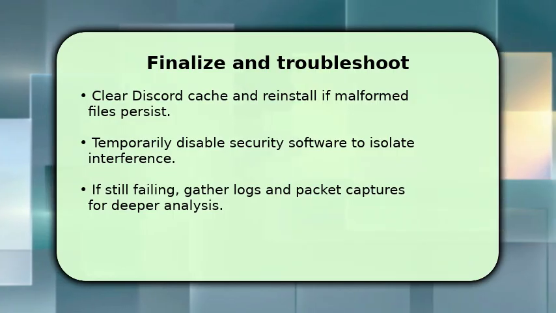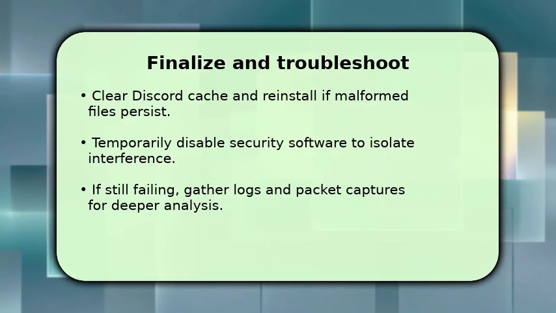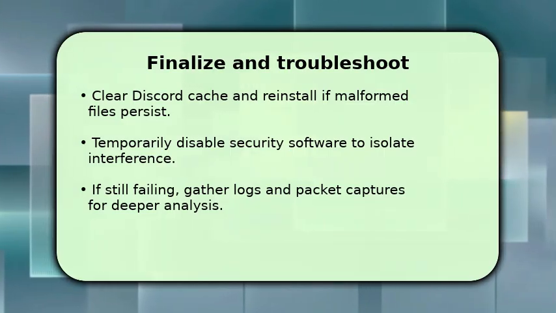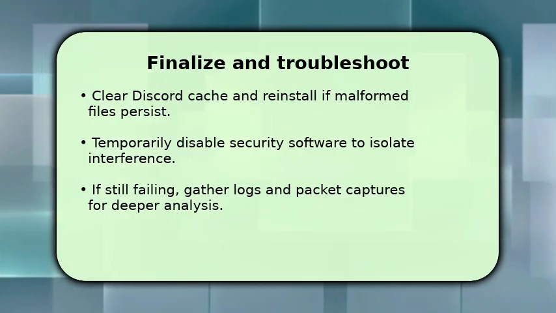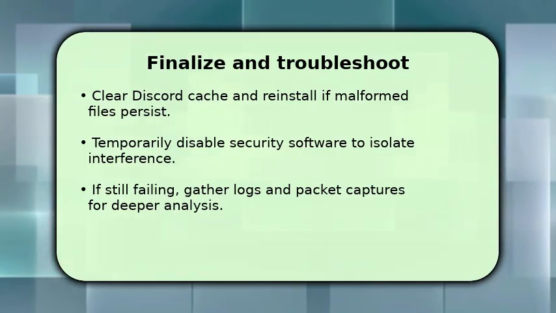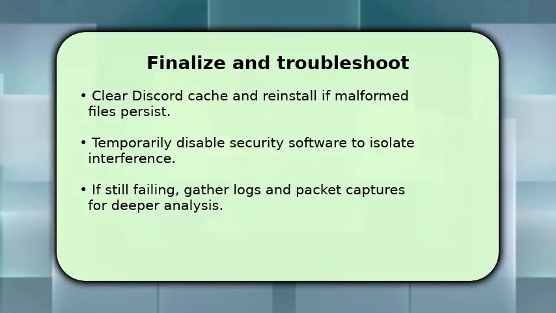If the problem persists, collect Discord logs and a short packet capture of the failed DTLS handshake so you can identify timing or retransmission issues. One key tip: if captures show no server response, focus on NAT/UDP filtering first.